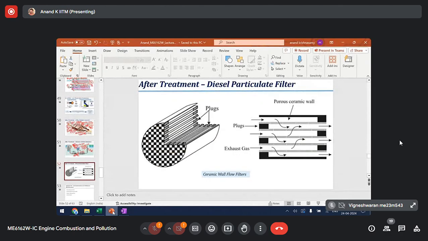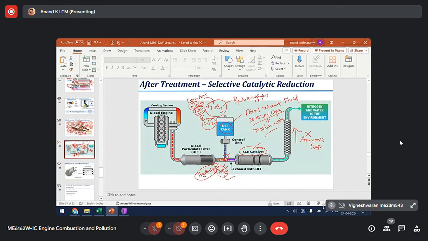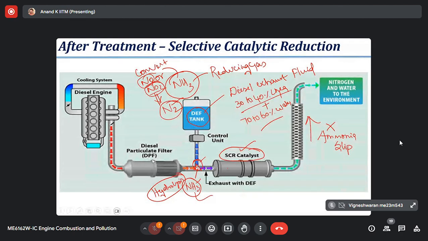This is exactly the reason why, here you could see that the DPF is located before the SCR, because we want NO2 as a catalyst in the DPF. NO2 is required as a catalyst for the DPF. That's why we locate the DPF before the SCR. Otherwise, in the SCR, you are reducing NO2 to nitrogen, right? If you reduce it, you don't have a catalyst for the system. That's why you have to carefully arrange the after treatment devices.